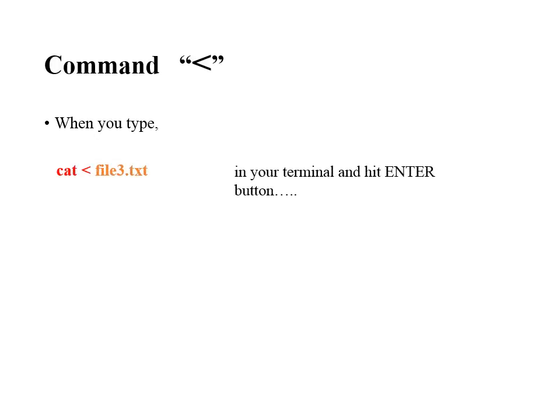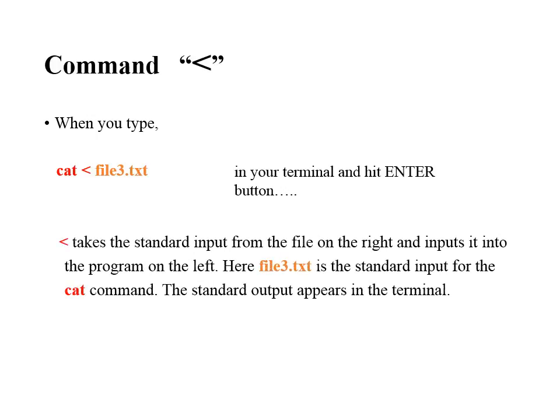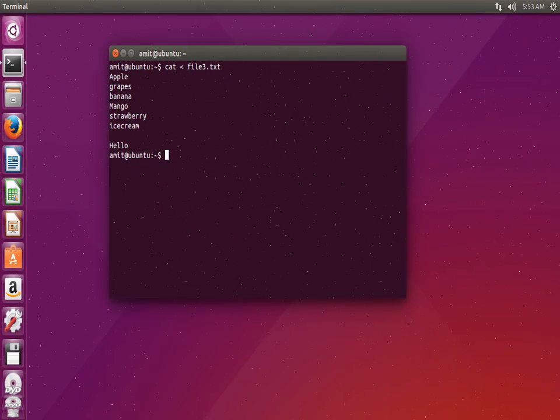Command less than. When you type cat less than file3.txt in your terminal and hit enter, the less than command takes the standard input from the file on the right and inputs it into the program on the left. Here file3.txt is the standard input for the cat command. The standard output appears in the terminal. As shown in the picture.